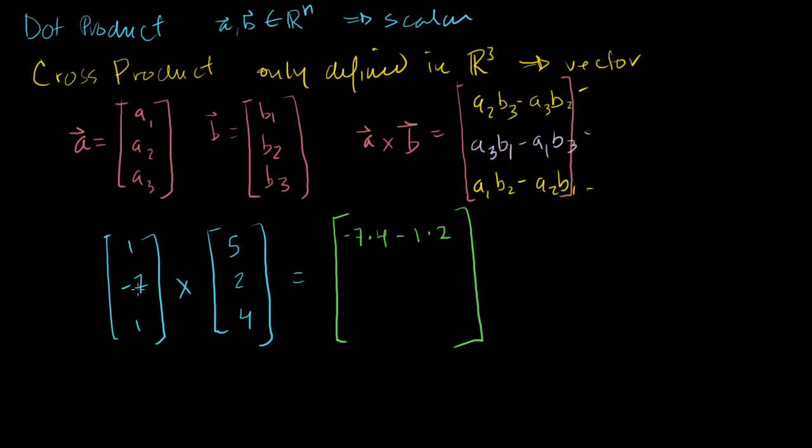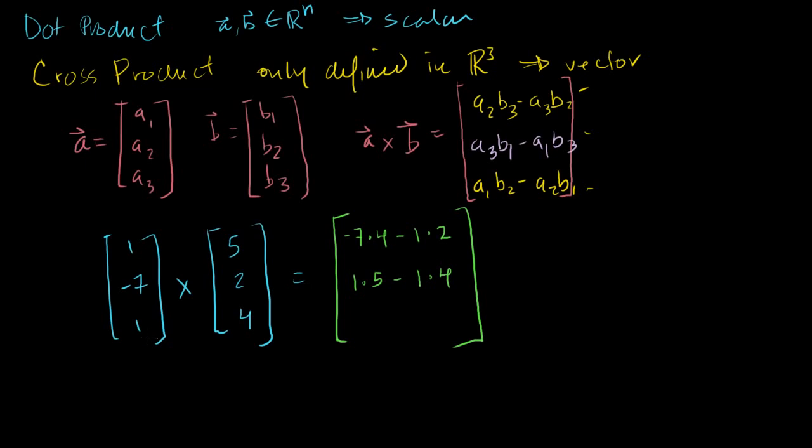Then for the middle term, we ignore the middle terms here, and then we do the opposite. We do 1 times 5, minus 1 times 4. Remember, you might have been tempted to do 1 times 4 minus 1 times 5, because that's how we essentially did it in the first term. But the middle term is the opposite.